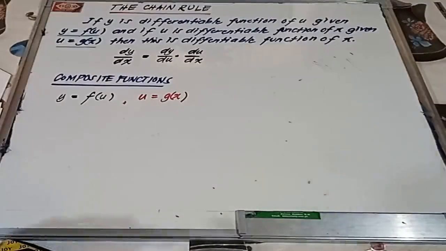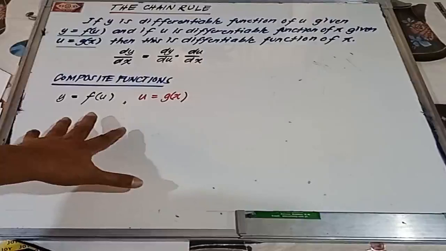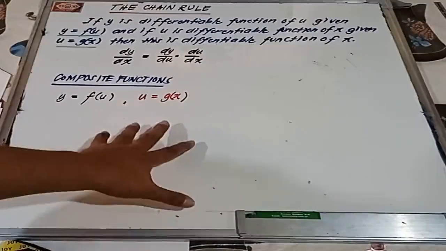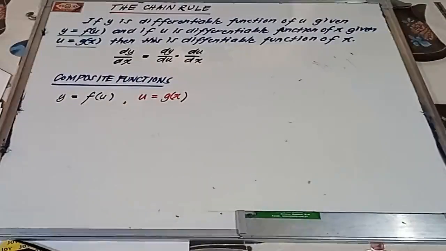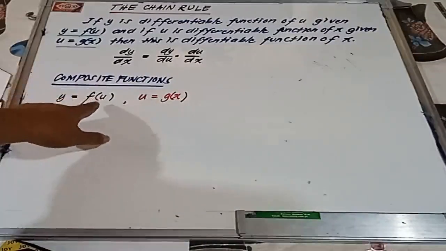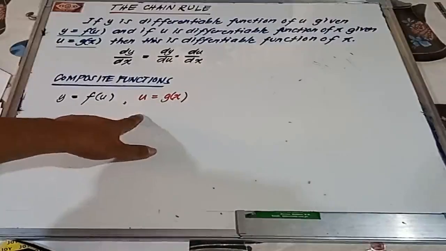Doon muna tayo. Certain functions are formed out of simpler functions by a process called substitution. So, pag nag-substitute tayo ng variable to an equation or to a certain function, nagkakameron tayo ng tinatawag na composite function. Let's have a general discussion about composite function. Let's say we have two functions, f of u and g of x, wherein y is a function of u and u is a function of x. Ibig sabihin nito, y depends on the variable u and u depends on x.